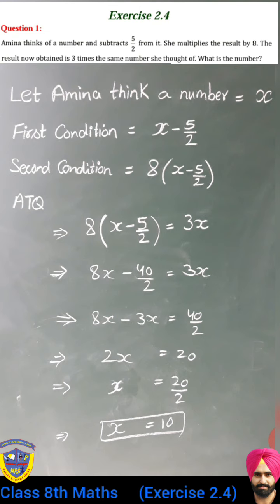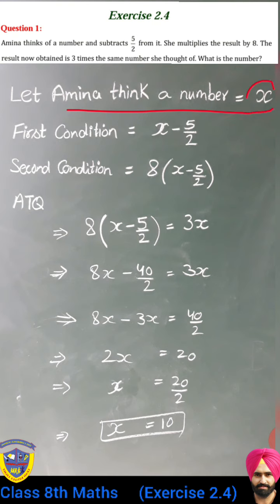Question number 1. Amina thinks of a number and subtracts 5 by 2 from it. She multiplies the result by 8. The result now obtained is 3 times the same number she thought of. What is the number? Let us suppose Amina thinks a number equal to x.